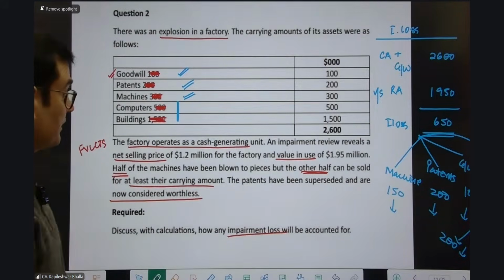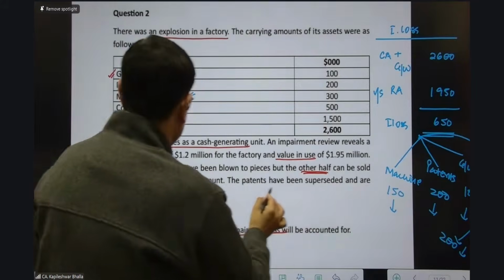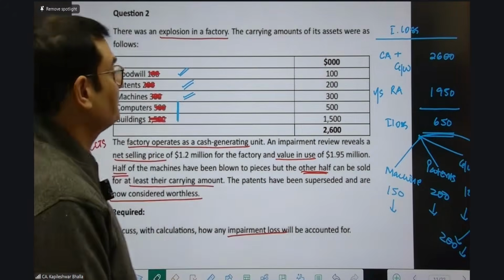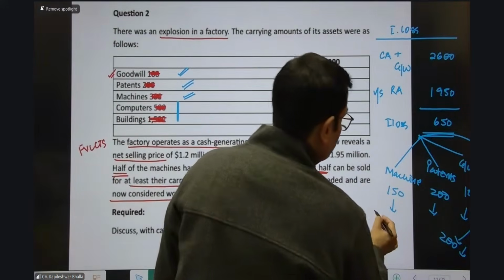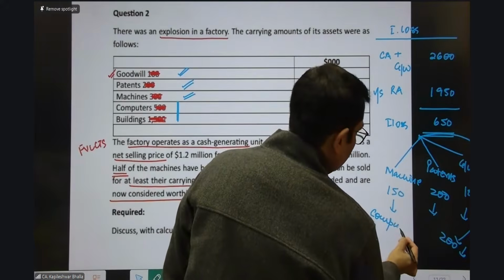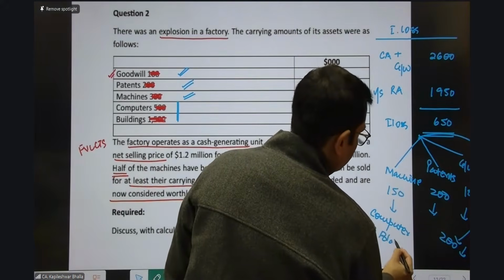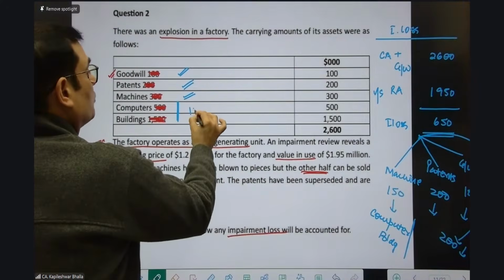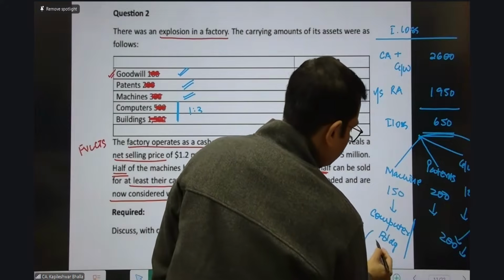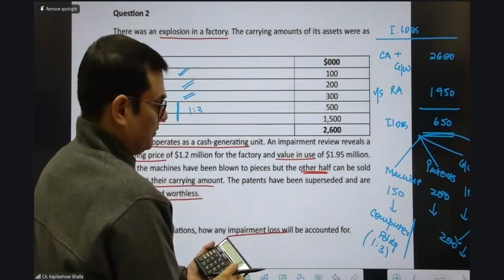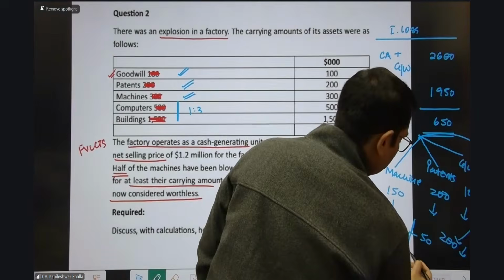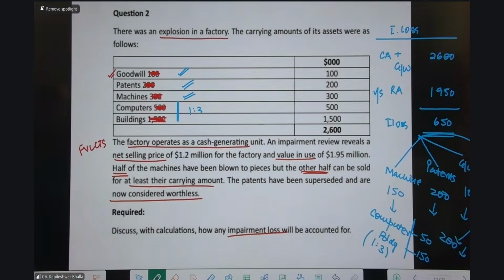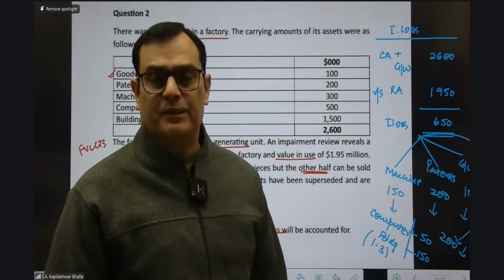Patents, why is it reduced? It says patents have been superseded and are now considered worthless. So patents get reduced on account of that. So we're going to decrease the computers and the building, and this decrease is going to be in the ratio 1:3. So divide this in the ratio 1:3. That would be computers decrease by 50, building decrease by 150. Based on this, you will be able to get the revised value of the assets as well.